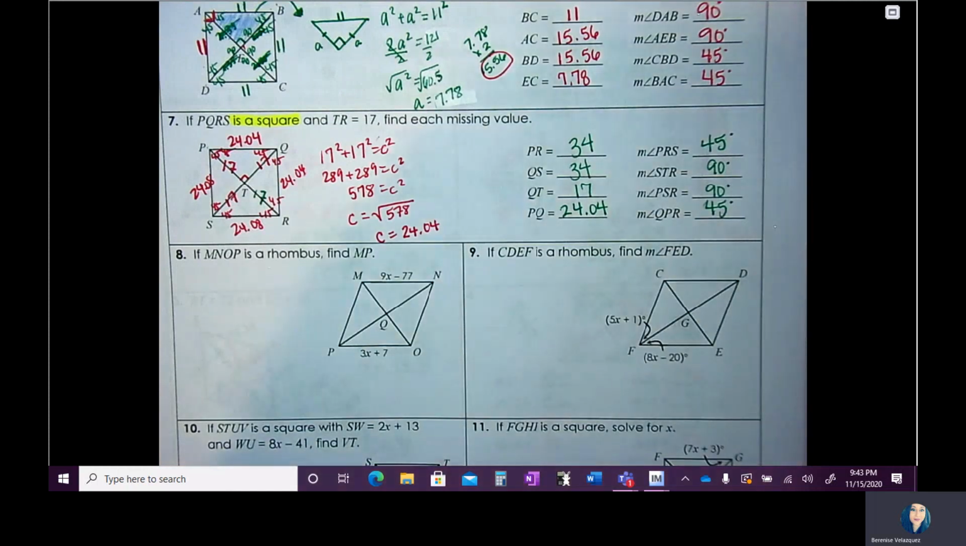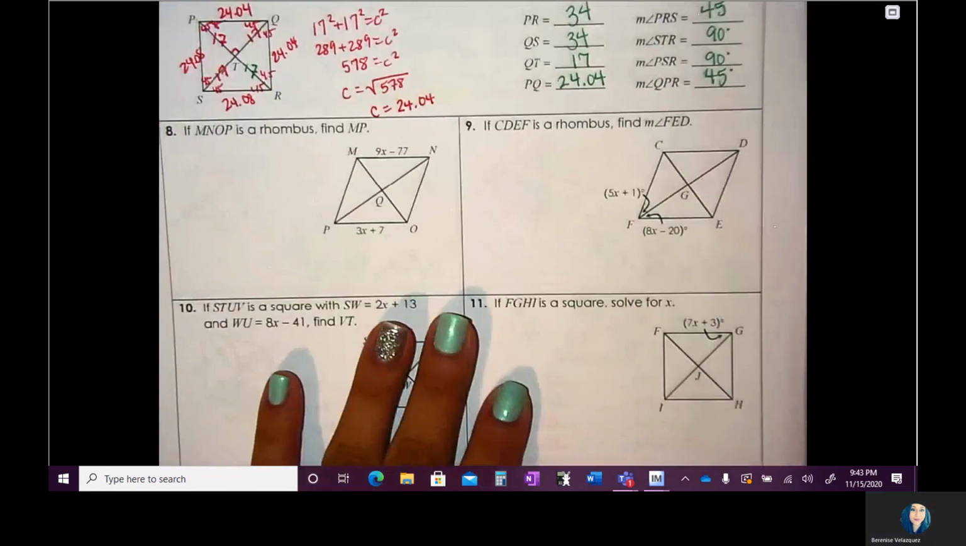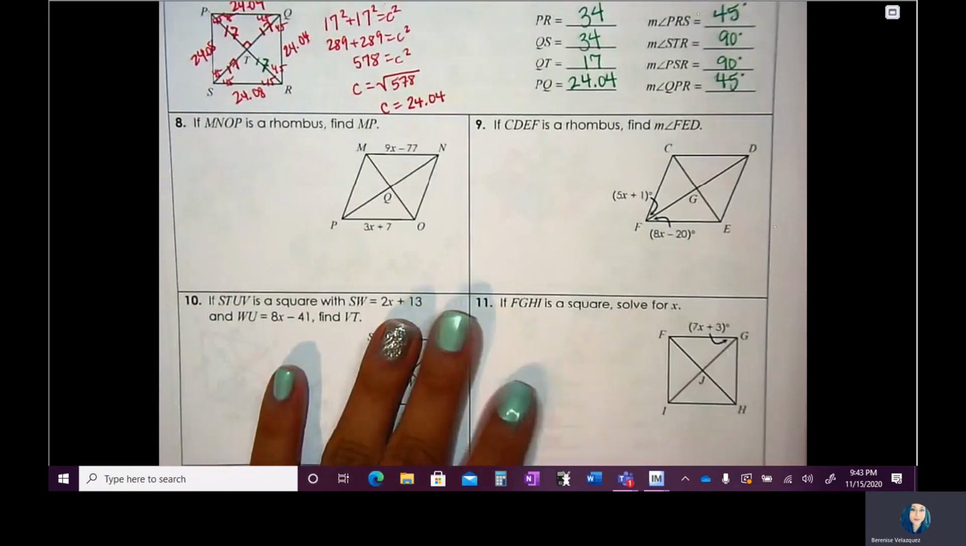Go ahead and look at them. If you need to, pause the video, write what you need to, and we're going to move on to number 8. Good. Okay, so number 8. Now they switch it up.